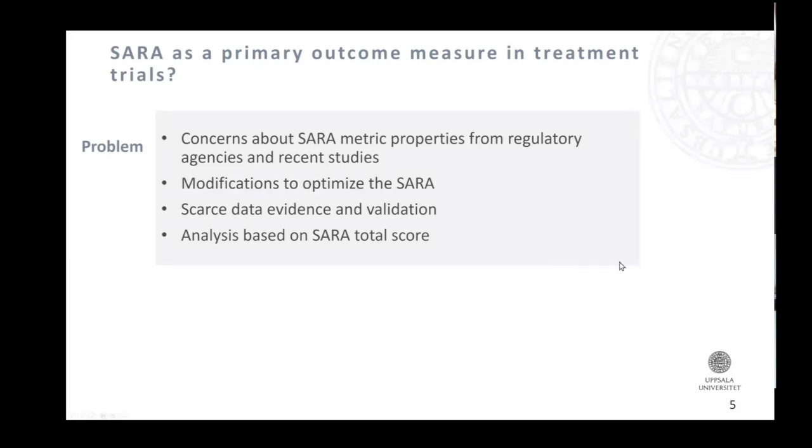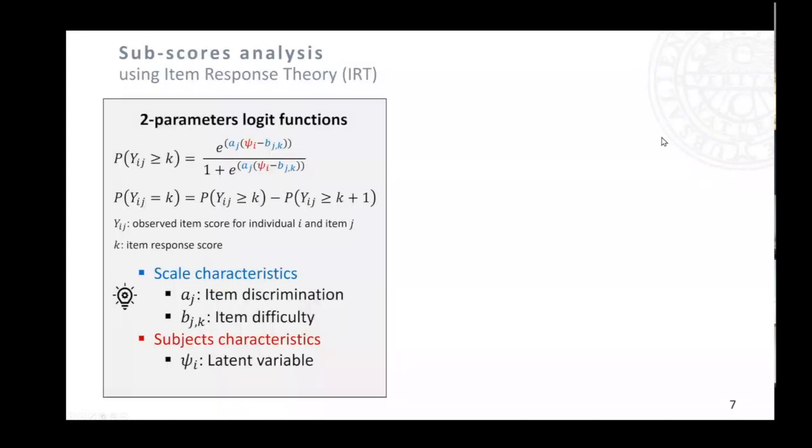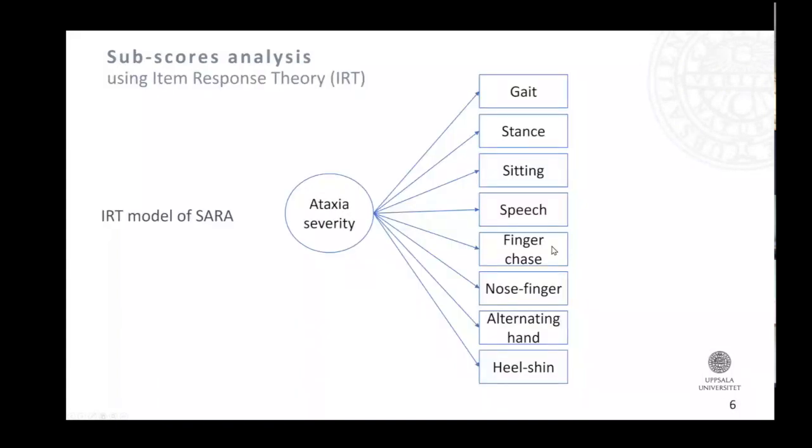The analysis so far has been based on the SARA total score. So what we wanted to do here is to evaluate the properties of the SARA score using item response theory to be able to provide some more information for taking decisions about this. So just to reiterate, if we make an item response model, what we do assume is that the ataxia severity is an underlying cause for the probability of scoring in these different components of the SARA. And so this ataxia severity is what we want to quantify. And we quantify that in the individual patient as a latent variable value.